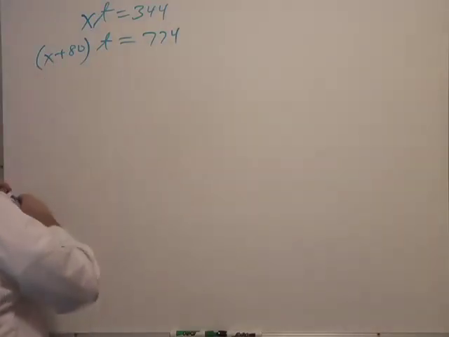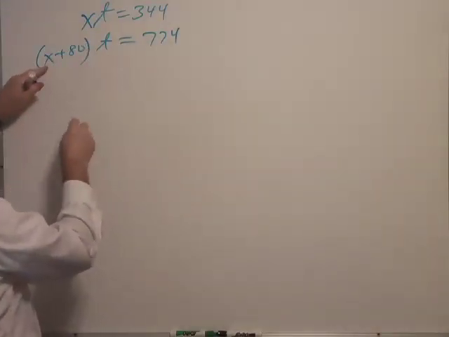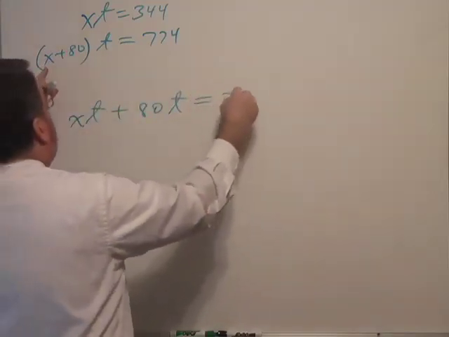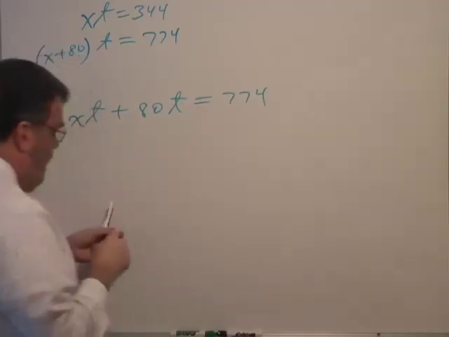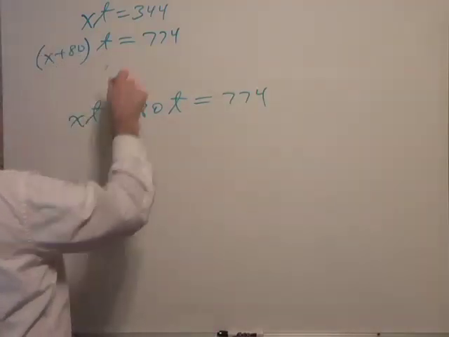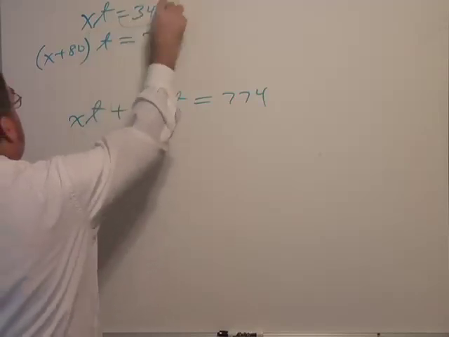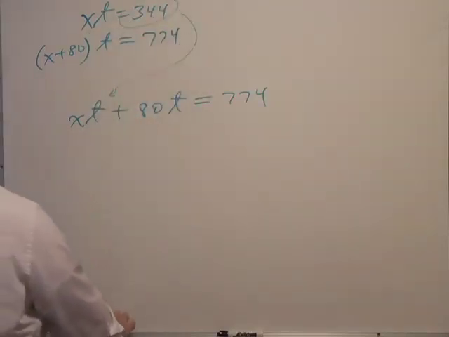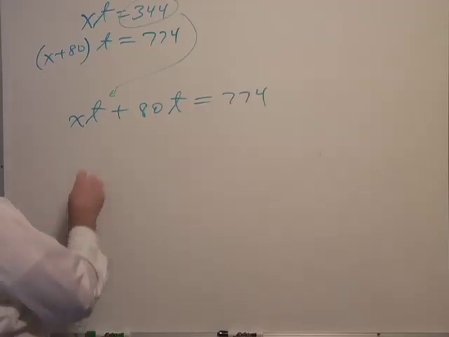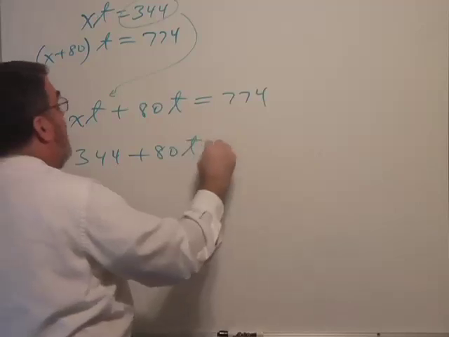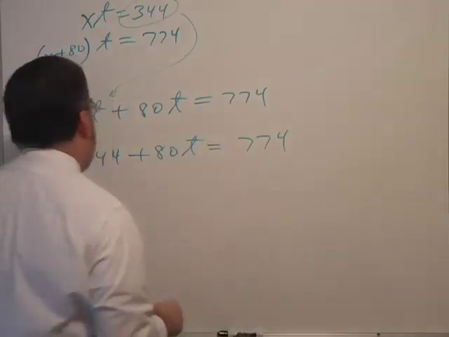Now, if I multiply this out, I get x times t plus 80t equals 774. And here's the substitution I want to point out. I know what xt is. xt is 344. So I can substitute right there. Replace it: 344 plus 80t equals 774.